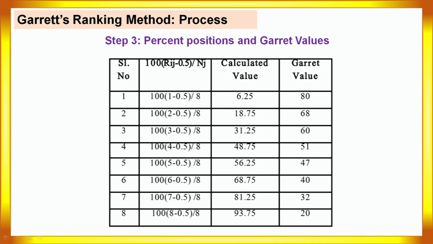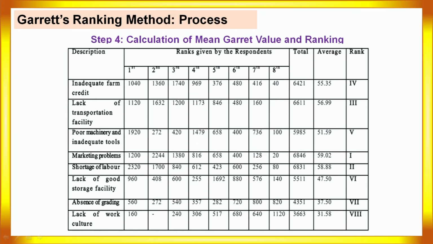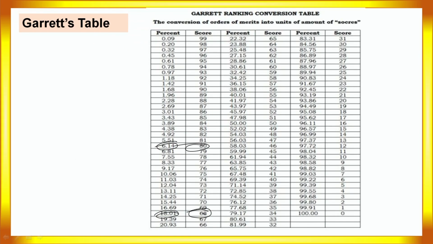In this way you have to calculate the Garrett value for all the calculated percent position values. Then the next step is the calculation of the mean Garrett value and ranking. How is the mean Garrett value calculated? You remember that in step 2 there was the frequency data. For the first item, a certain number of respondents gave that particular problem the first rank. Then we simply multiply this frequency data with the Garrett value we get from the Garrett table for the particular percent position.